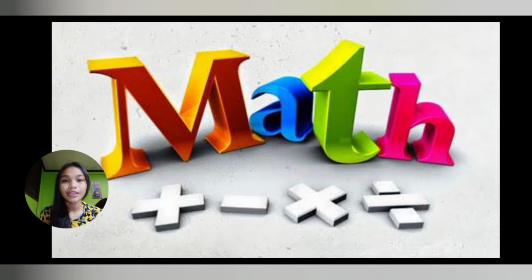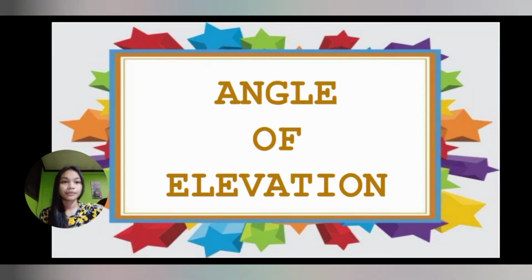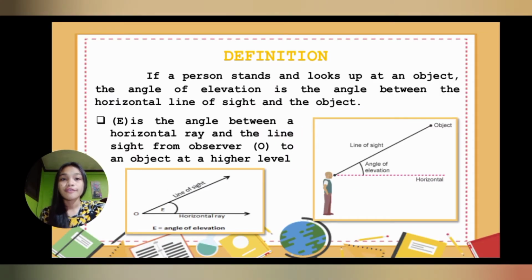Another video about learning. Our discussion for today is about the angle of elevation. Definition: if a person stands and looks at an object, the angle of elevation is the angle between the horizontal line of sight and the object. This one is the man, this is the line of sight, and this is the object. That is the angle of elevation. E is the angle between a horizontal ray and the line of sight from our observer O to the object of the higher level.